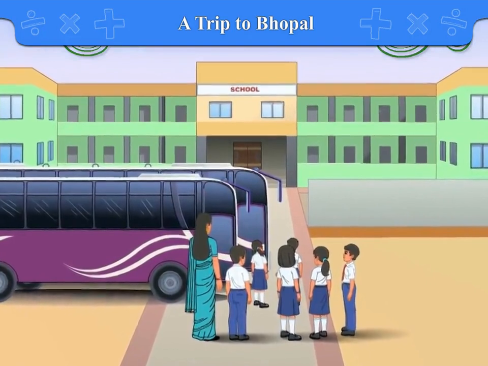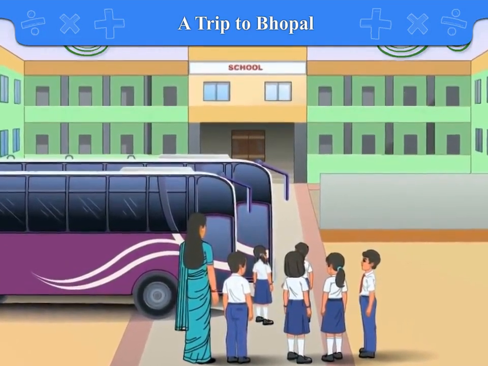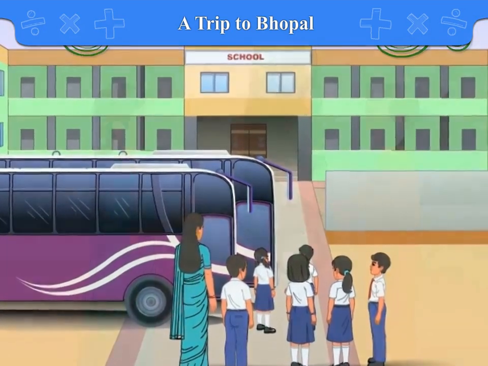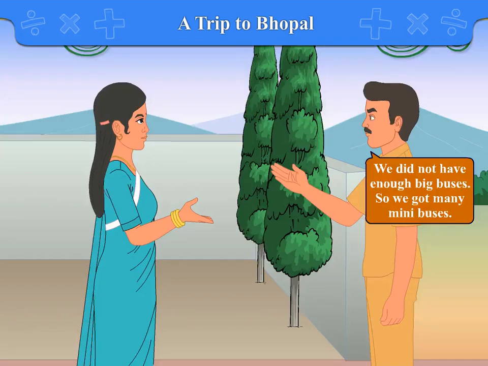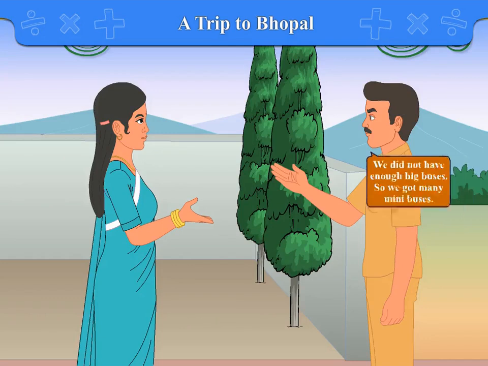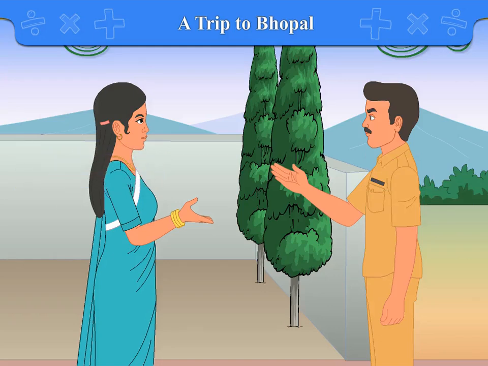But wait, what is this? These buses are so small. Now there is an argument. The teacher said to the driver, "We told you to bring big buses." The driver explained, "We did not have enough big buses, so we got many minibuses." The teacher asked the driver, "How many students can be seated in each minibus?" The driver told the teacher, "Each minibus can take 35 students."